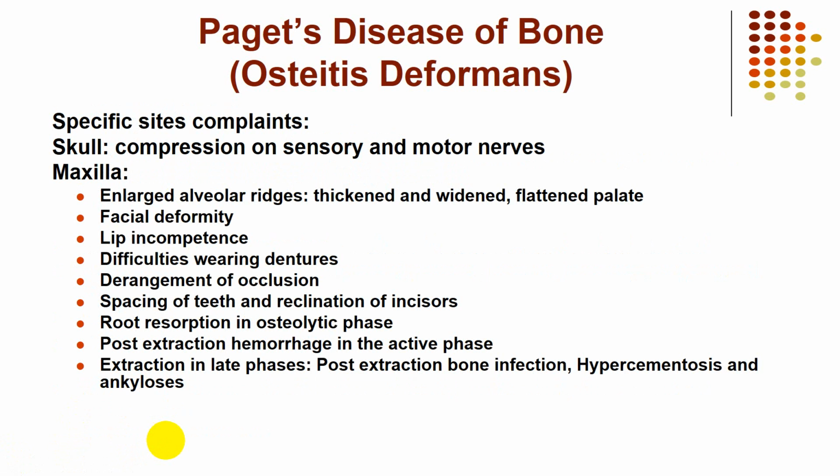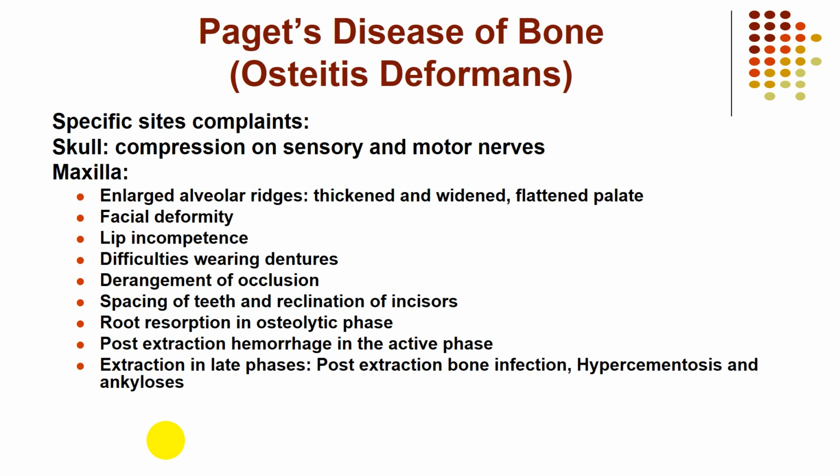Okay. Now, let's summarize specific sites of involvement and complications. In the skull, we will have compression on the sensory and motor nerves, and according to the area of compression, the resultant clinical features will appear.